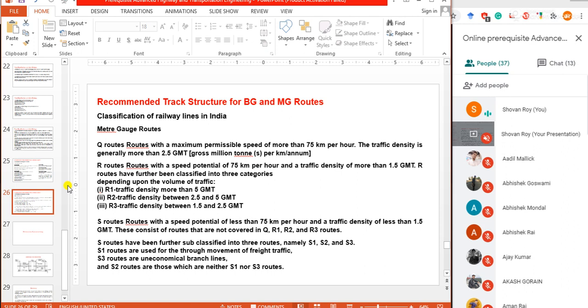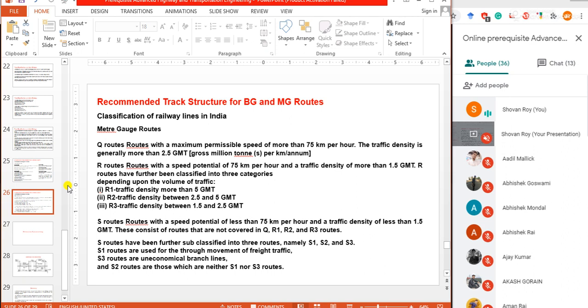The current Indian Railway standards for broad gauge and meter gauge routes are elaborated. The track structure for broad gauge routes: the tracks on the Indian Railways broad gauge section are classified into 5 broad categories based on speed. These are groups A, B, C, D and E routes, which we have already seen.